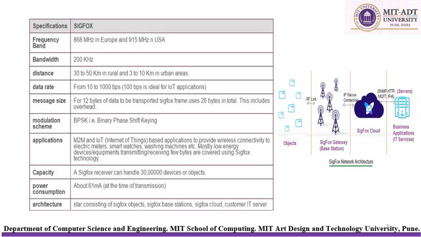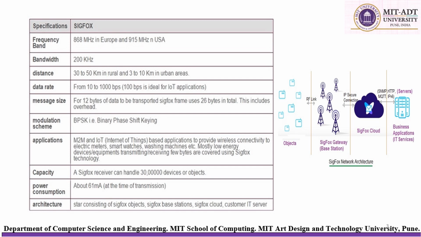So SigFox is a public network. It means that devices rely on the infrastructure deployed through cities and countries. This infrastructure is deployed by the SigFox operator for this communication. The SigFox cloud is also deployed by the SigFox operators. Then there are the IT services, that is servers, which handle all the data coming from this cloud, and it can be passed to the servers and further passed through the network. This way the SigFox network works.